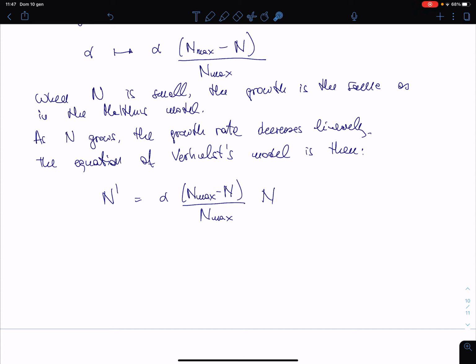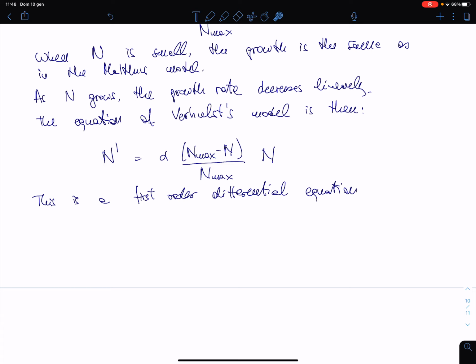And so this is again a first order differential equation, because the derivative is the first, and this is a relationship between an unknown function, N, and its first derivative, N prime. So this is a first order differential equation, and so we expect it to have infinitely many solutions, and we see immediately that two solutions are there. So two solutions are trivially found.